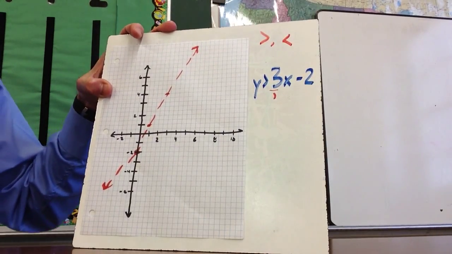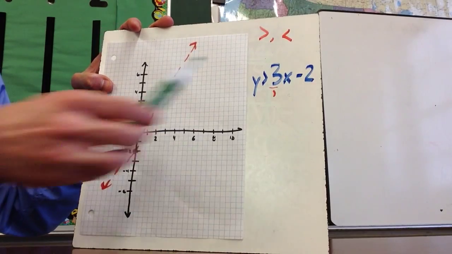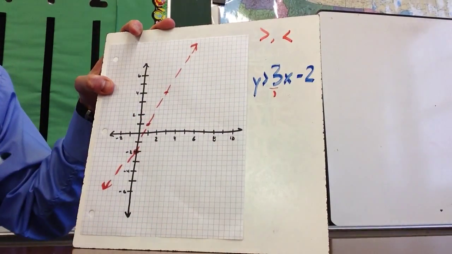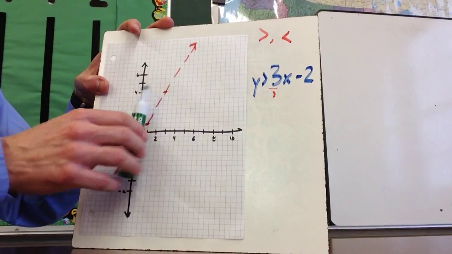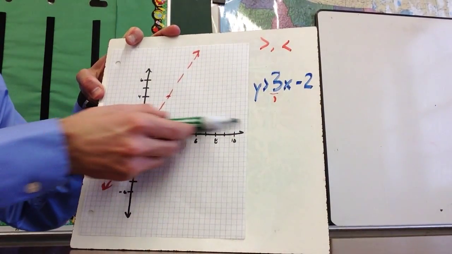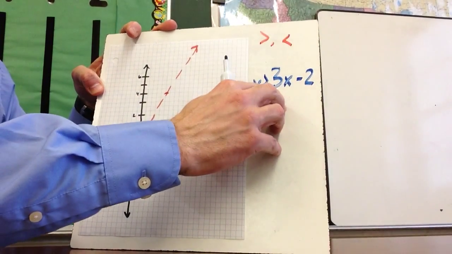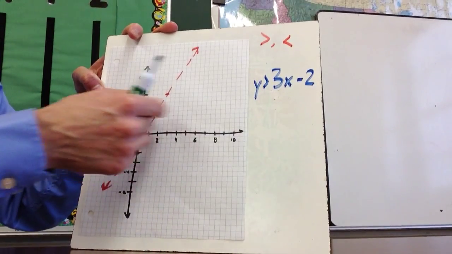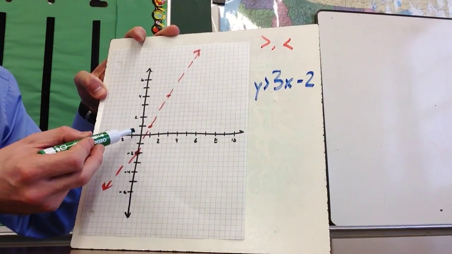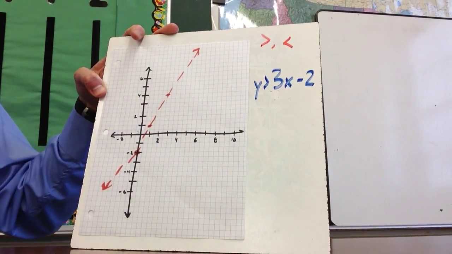All right, so now the question is, which side am I shading? Because remember that unlike an equation, this means that there are a range of numbers that are true. So either all of the points on this side of the line will make this statement true, or all of the points on this side of the line will make this statement true. So the easiest way is to pick a point that is on one of the sides of the line. And most people will tell you the easiest point to pick is the origin, 0, 0.